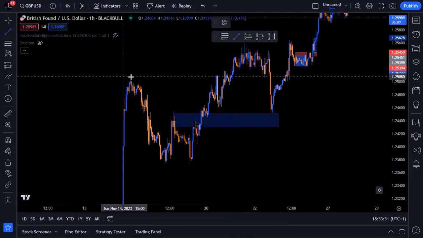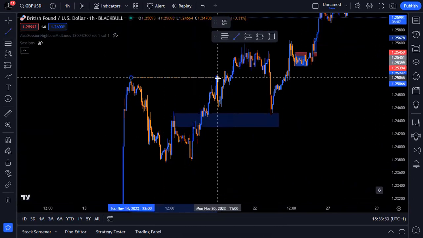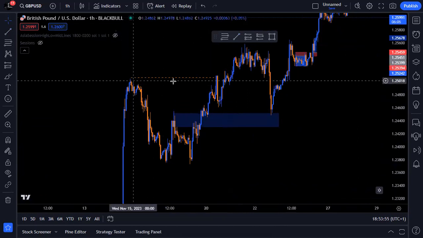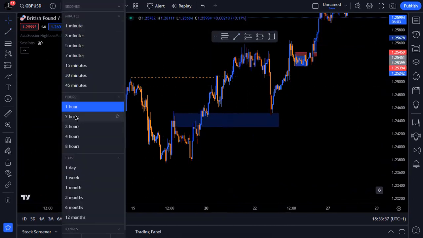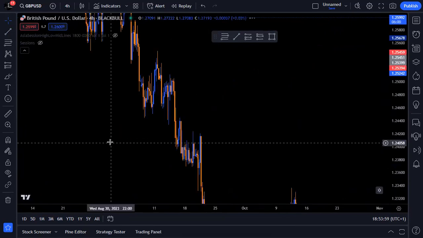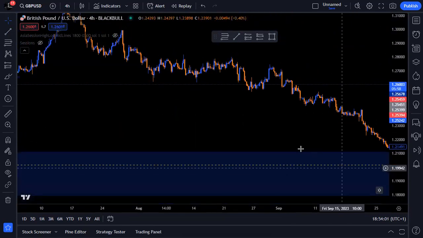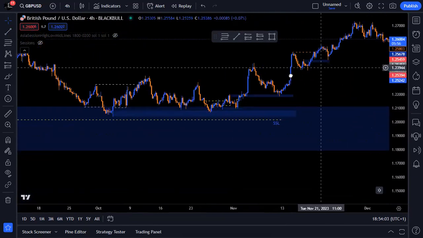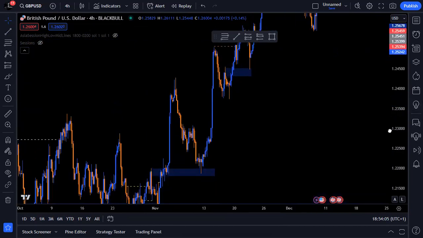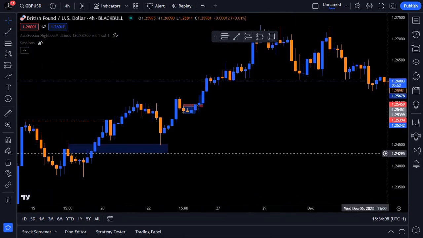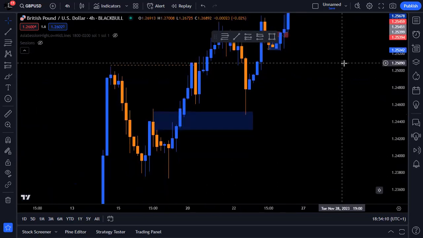Now, you have buy side, and you have a break of structure over here. Let's view this from the 4-hour time frame. You have a break of structure right here, and you have a break of structure right here.